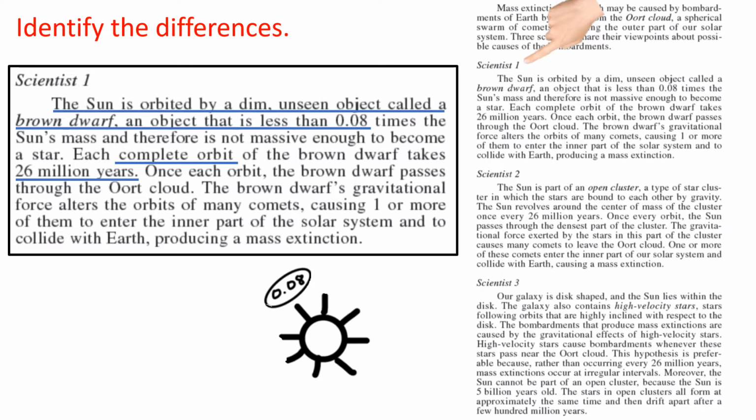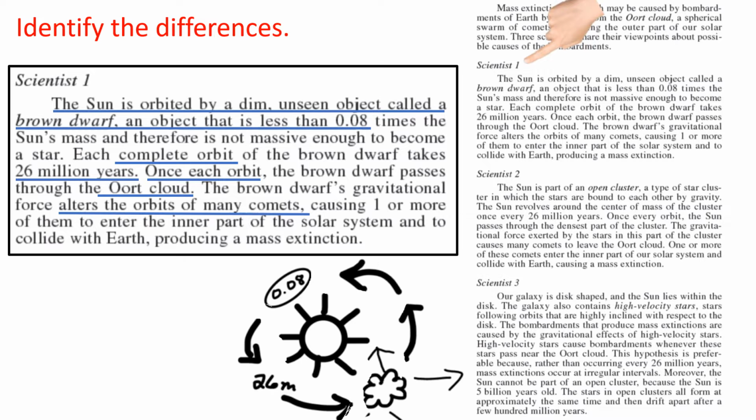Each complete orbit takes 26 million years, so I'm just going around the sun, 26 million years. Once each orbit, the brown dwarf passes through an Oort cloud that alters the orbits of the comets. So it goes through a cloud and it scatters the comets, causing many of them to enter the solar system. So it looks like that. These were my drawings when I took the test.